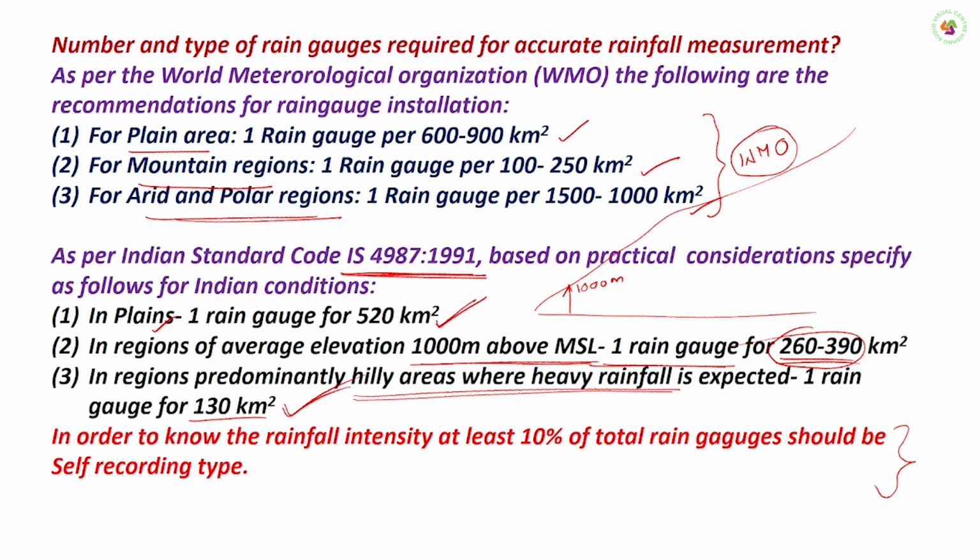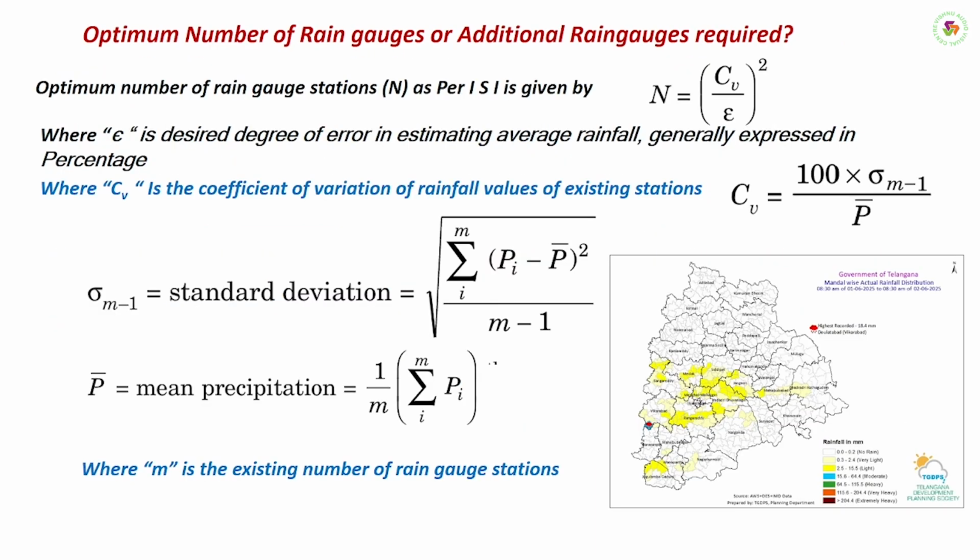So when you're analyzing the rainfall data, you really feel the shortage of data. That is why, at least for every 10 Simon's rain gauges, 9 should be Simon's and one should be recording. That means a minimum of 10% self-recording type is a must in any rain gauge network.